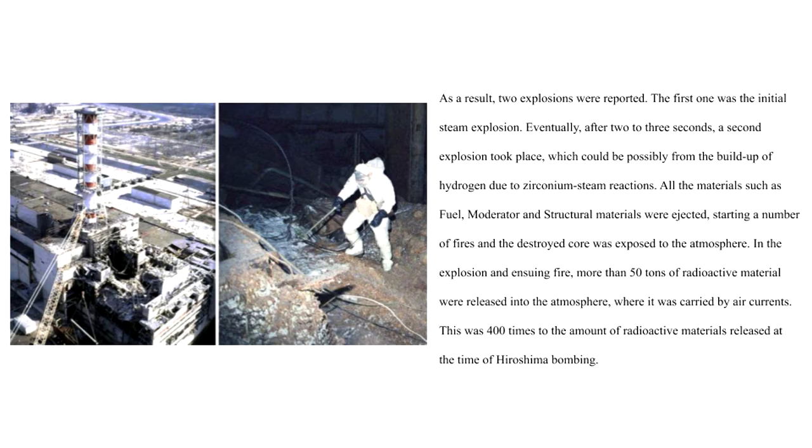All of the materials such as fuel, moderators, and structural materials were ejected, starting a number of fires, and the destroyed core was exposed to the atmosphere. In the explosion and ensuing fire, more than 50 tons of radioactive material were released into the atmosphere, where it was carried out by air currents. This was 400 times the amount of radioactive materials released at the time of the Hiroshima bombing.